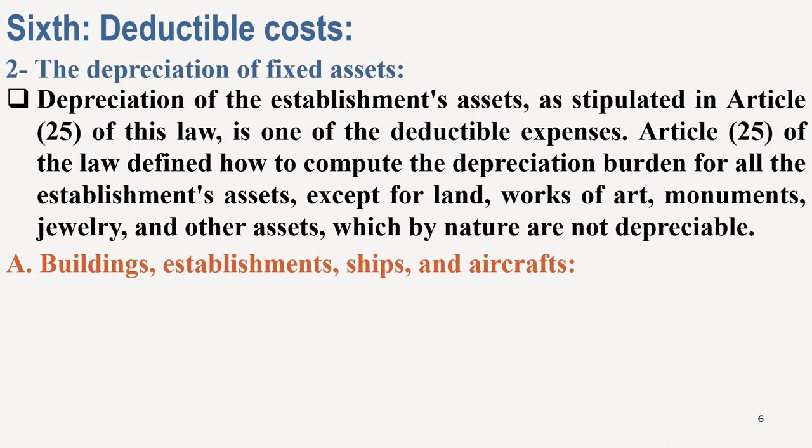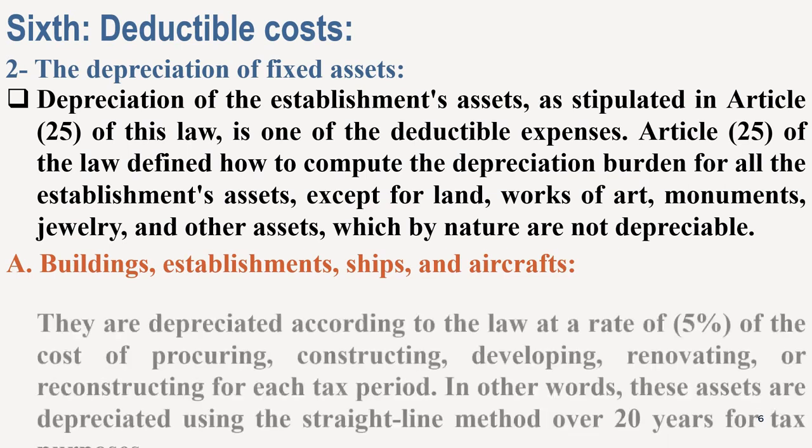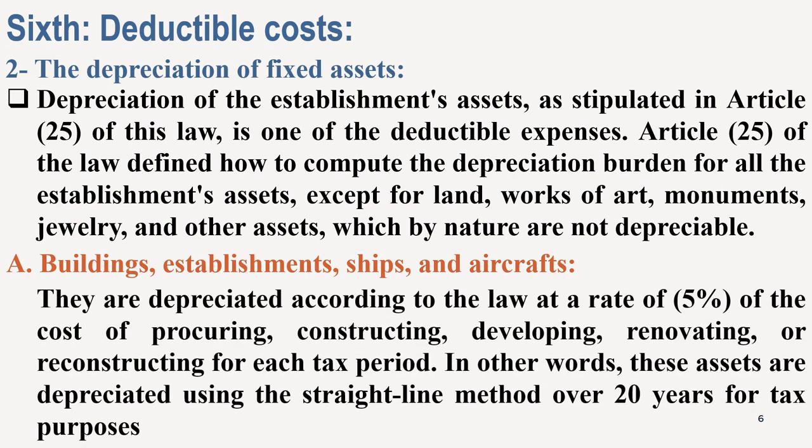The first group of fixed assets is buildings, establishments, ships, and aircrafts. They are depreciated according to the law at a rate of 5% of the cost of procuring, constructing, developing, renovating, or reconstructing for each tax period. In other words, these assets are depreciated using the straight line method over 20 years for tax purposes.